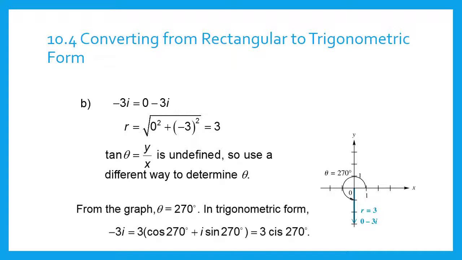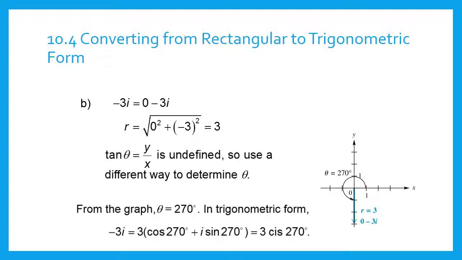And then for part B, x is 0, y is -3. So we get r is 3, and tangent is undefined. So if tangent's undefined, we need to find another way to do it. Well, if you sketch the graph of it, which you were supposed to do anyway, you see where it is there. It's 270 degrees, or in terms of radians, 3 pi over 2.